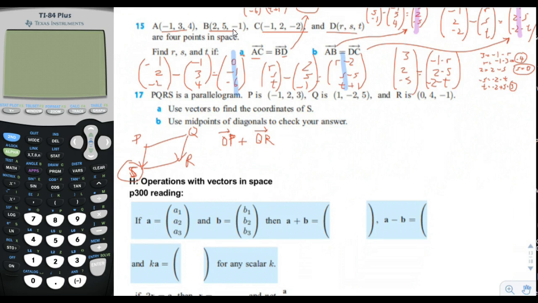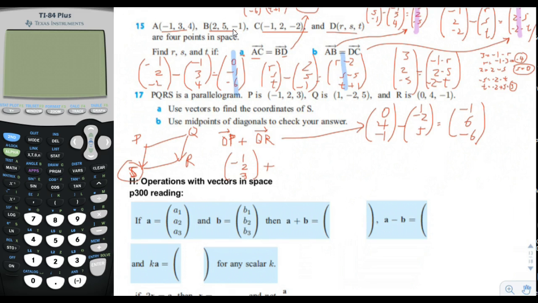First, QR would be the R position vector minus the Q vector, 1, -2, 5. So let's see what we get. 0 minus 1 is -1. 4 minus -2 is 6. -1 minus 5 is -6. So that would be the QR. And the OP would just be -1, 2, and 3.